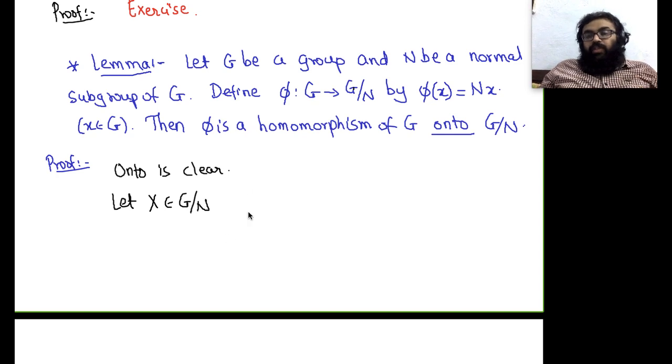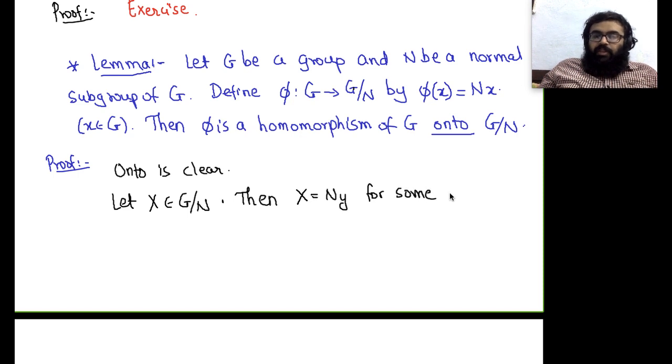What are the elements of G quotient N? Quotient group, they are cosets. So X is a coset of N in G. And cosets of N in G, how do they look? They look like Nx, Ny for some element x or y. So then we can write X equals Ny for some y in G. This is how a coset looks, right coset or left coset, because N is normal, it is the same.